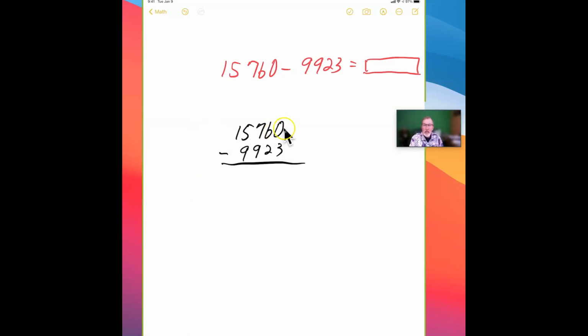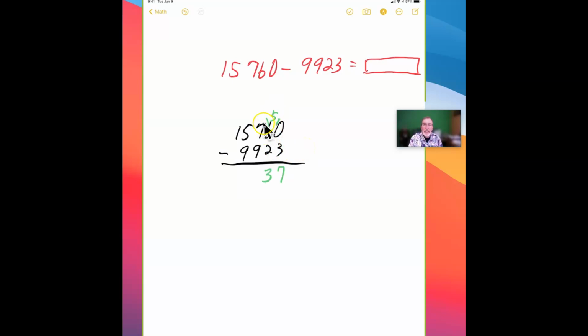Our first thing we have to do, we're working from right to left: 0 minus 3. 0 is smaller than 3, so we can't subtract it without going negative. So we're going to borrow 1 from the 6, leaving 5, and that makes this 0 a 10. And 10 minus 3 is 7. Then we continue. This is now a 5. 5 minus 2 is 3.